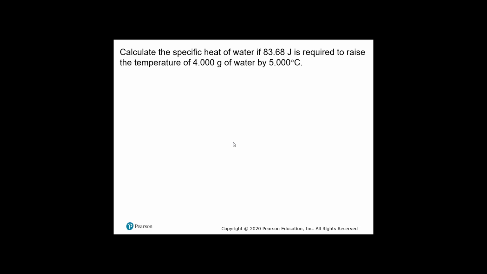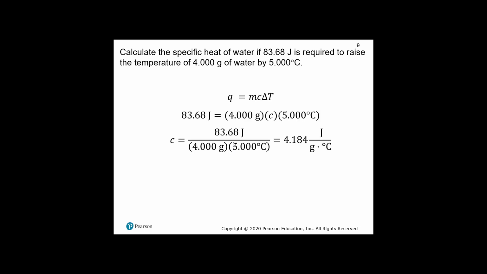So calculate the specific heat of water if 83.68 joules is required to raise the temperature of 4 grams of water by 5 degrees. Remember, this is Q, we're looking at enthalpy, but this is also under specific heat. I'm just breaking it down on one page. So this should look familiar.